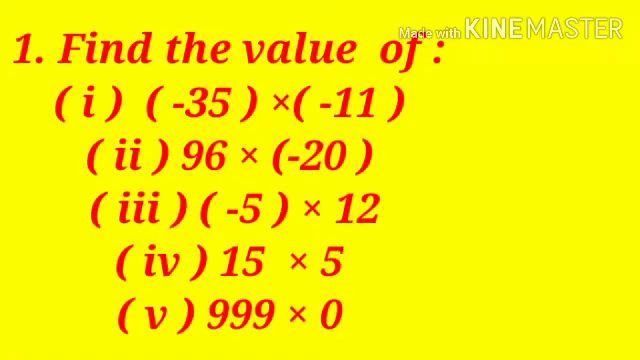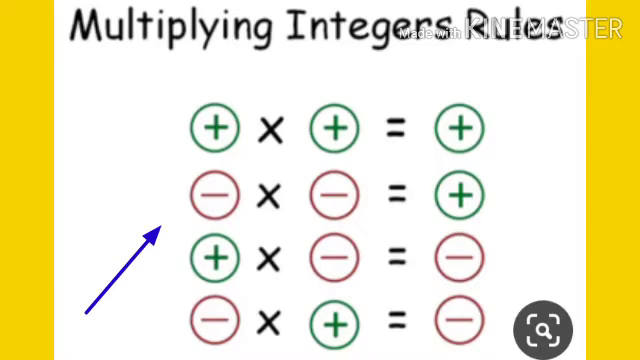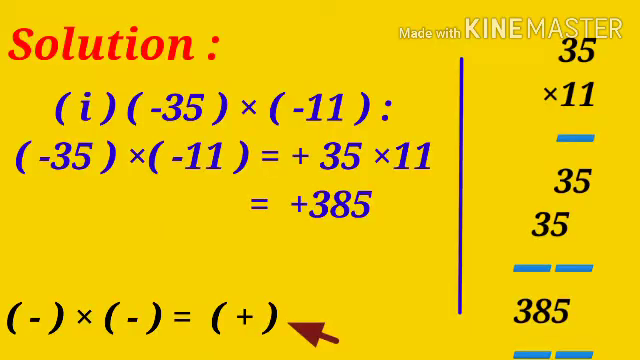Let us see some problems. Find the value of the following multiplication of integers. Before going to this problem, recall the rules for multiplying integers once again. That is, plus into plus is equal to plus, minus into minus is equal to plus, plus into minus is equal to minus, minus into plus is equal to minus. We know that when we multiply two negative integers, it always gives a positive integer. That is, minus 35 into minus 11 gives plus 35 into 11, that is equal to plus 385, which is the answer of the given multiplication problem.